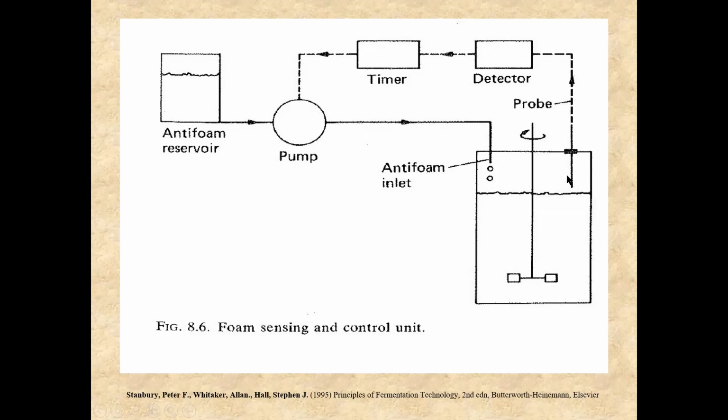This probe is actually inserted through the top plate of the fermenter. So this is the top plate of the fermenter, and through this the probe is inserted into the fermenter. This is actually a stainless steel rod, and this stainless steel rod is insulated except at the tip of the probe. It is set at a defined level above the broth surface.